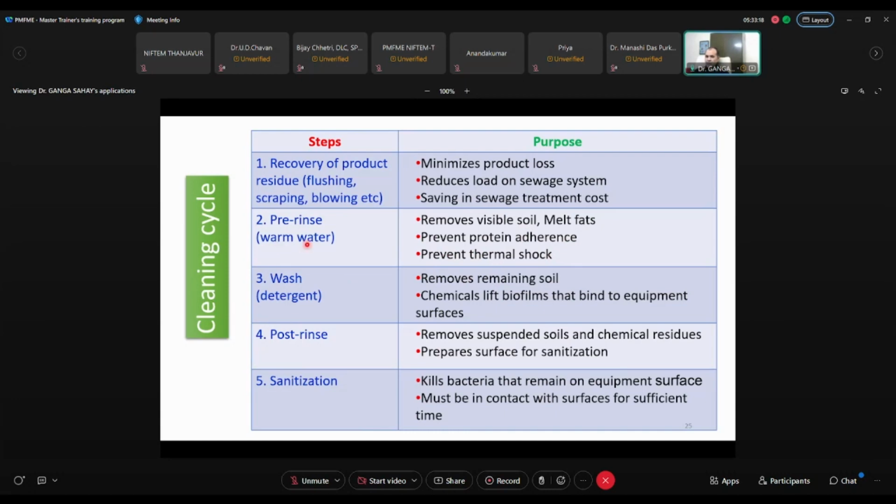The third one is the wash with detergents, which removes remaining soil and chemically lifts biofilm that binds to the equipment surfaces. The fourth one is the post-rinse, which removes suspended soils and chemical residues and prepares the surface for sanitation. The last step of the cycle is sanitation, which kills the bacteria that remain on the equipment surface efficiently.